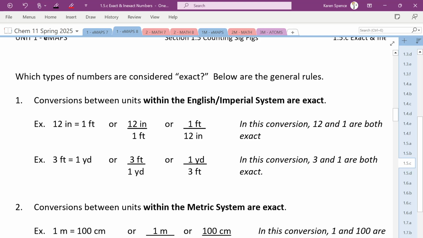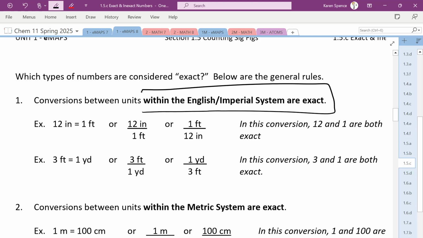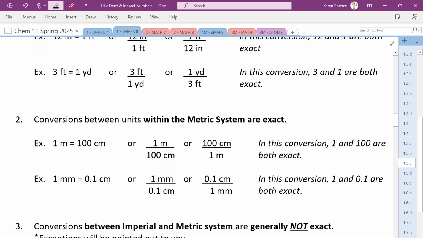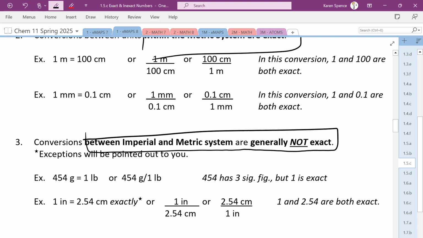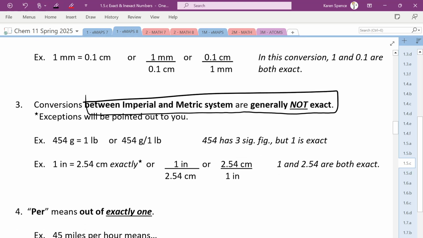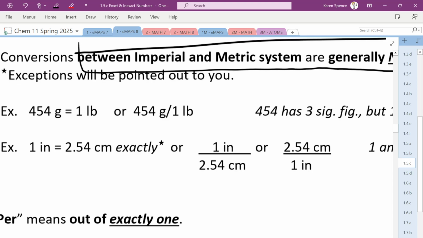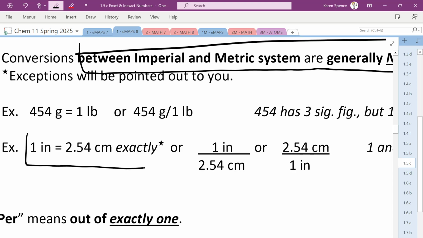And we're going to skip down. This just says if you're converting within the imperial system, they're exact. Within the metric system, they are exact. Between imperial and metric are not exact, but there is one exception to that. And that is if I actually put the word exactly, then you have to believe me that that is exact.